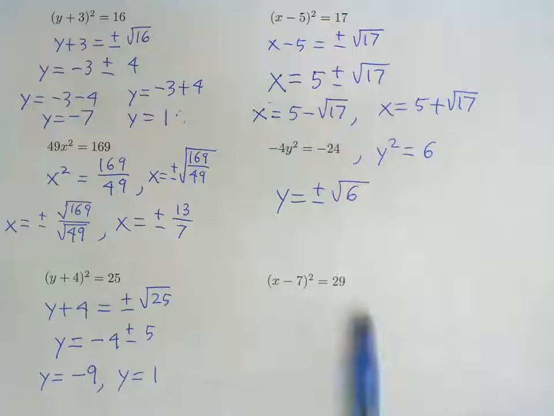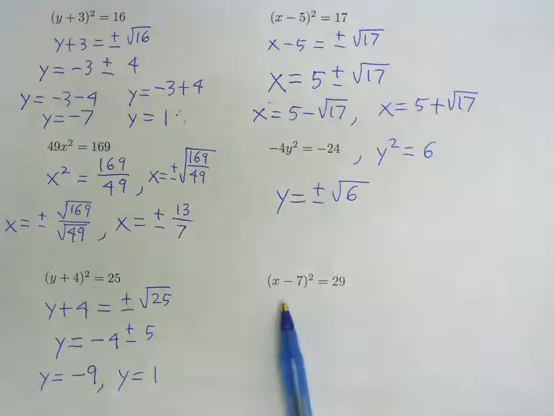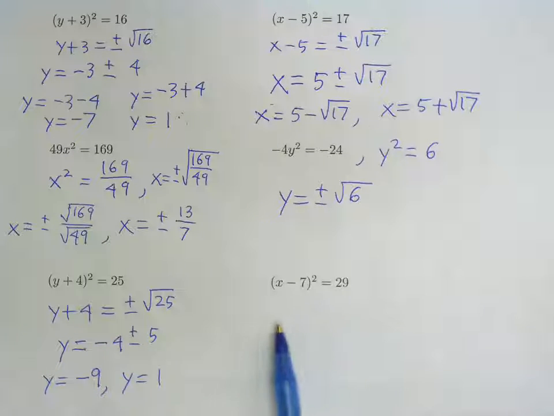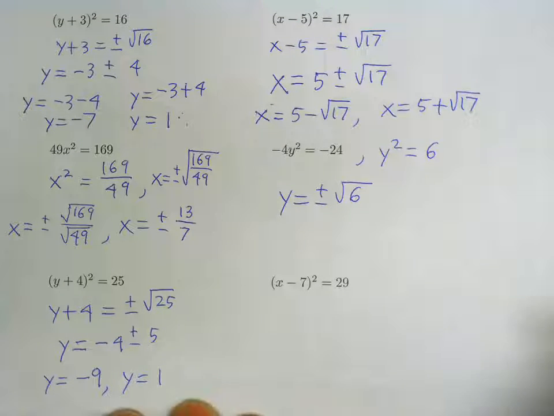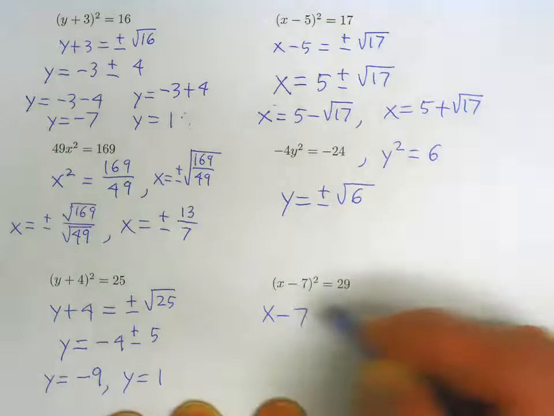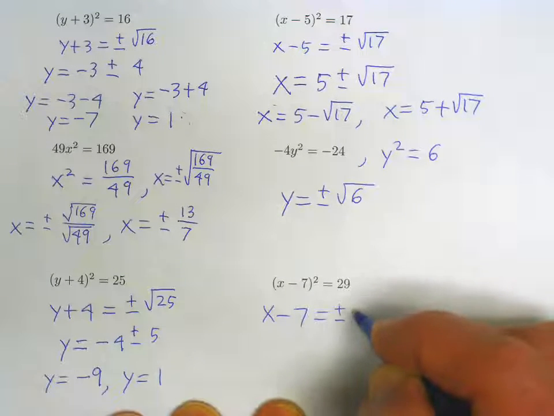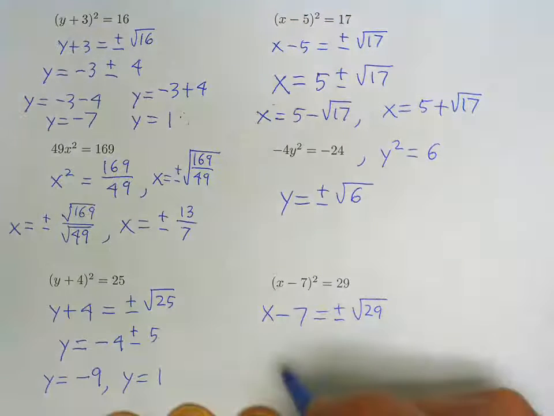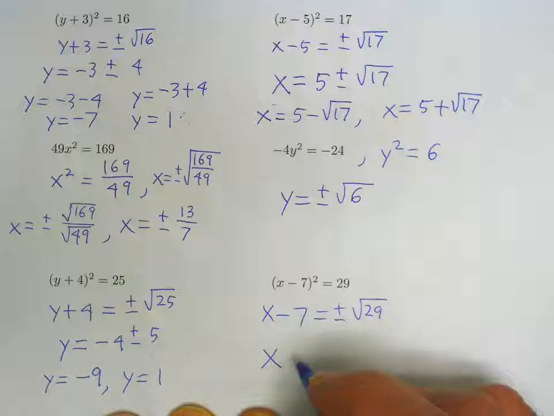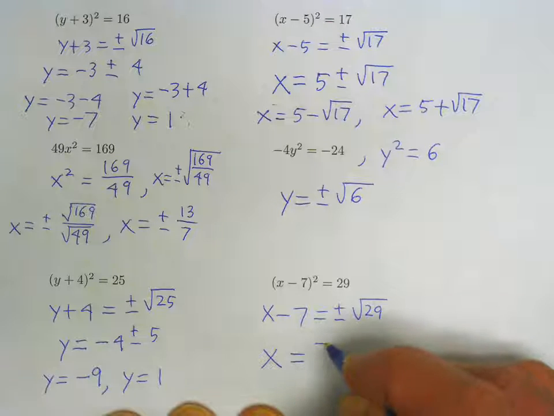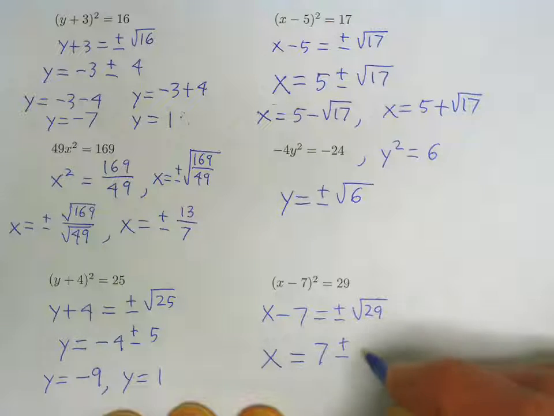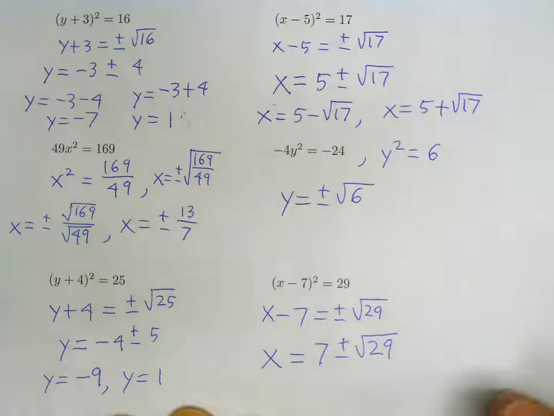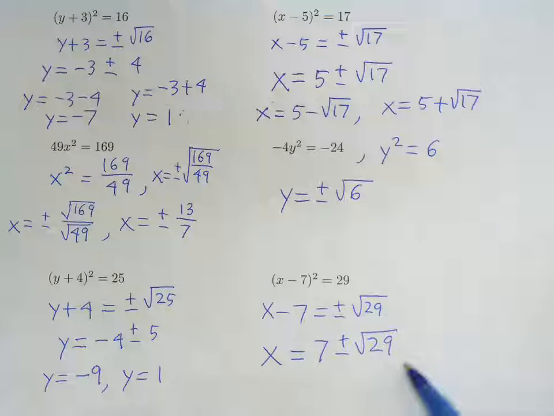Okay, one more example on this page. The binomial x minus 7 squared equals 29. Apply the square root property, and we get x minus 7 equals positive and negative square root of 29. And then add 7 to both sides. The conventional way is to write it as x equals +7 plus and minus the square root of 29 for the two solutions. The square root of 29 cannot be simplified further.